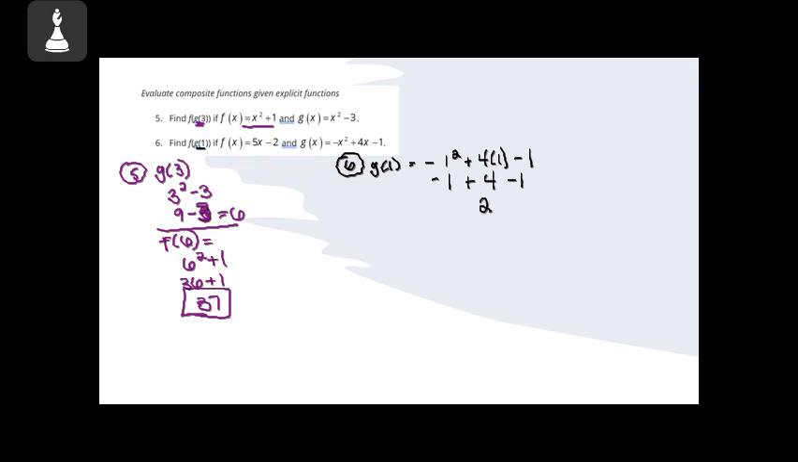We now take this answer and plug it into the second function, f. So now we're trying to find f of 2 using 5x minus 2. So 5 times 2 minus 2 is 10 minus 2, or 8.